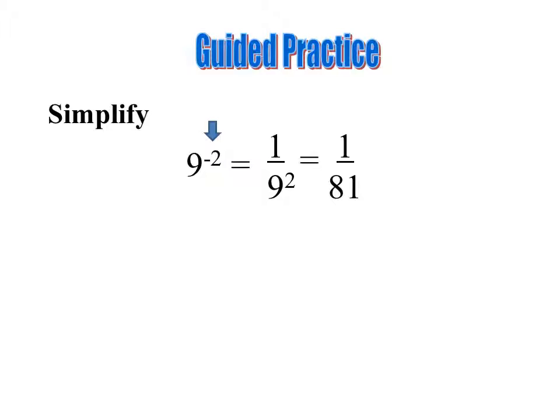Remember, an exponent tells me how many times to multiply the base by itself. 9 to the second power tells me to multiply 9 by 9. Let's do this one. 4 to the negative third power. Well, that means 1 over 4 to the third power. When I simplify that, I'm going to get 1 over 64. Remember, all negative exponents go on the bottom of the fraction.